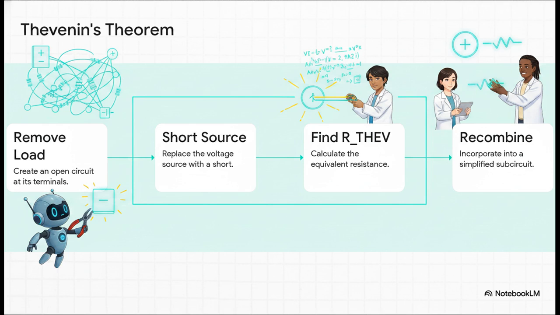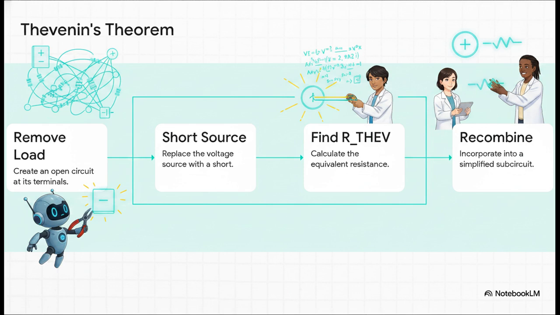Instead of calculating the entire complex network all at once, you simplify it. Step 1, remove your load. Step 2, short your voltage source. Step 3, calculate the equivalent resistance of that isolated section. And step 4, recombine it into an incredibly simplified subcircuit that behaves the exact same way. It is a brilliant step-by-step recipe that takes a chaotic web of resistors and batteries and turns it into one simple voltage source and one simple resistor.